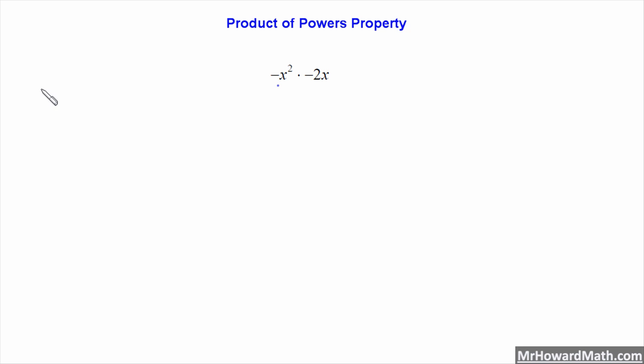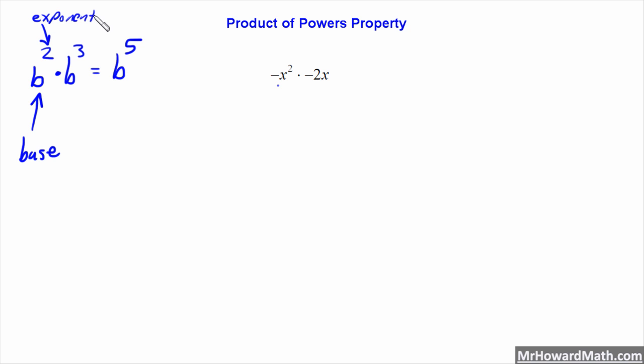When we have like bases, so let's say we have a base b raised to the second power times that same base raised to the third power, that would be b to the fifth power. So this is the base, just to review, and this right here is the exponent. Okay, so that's the vocabulary that we're using here. So we end up adding these exponents. 2 plus 3 is 5, so final answer b to the fifth power. So that's the shortcut rule.